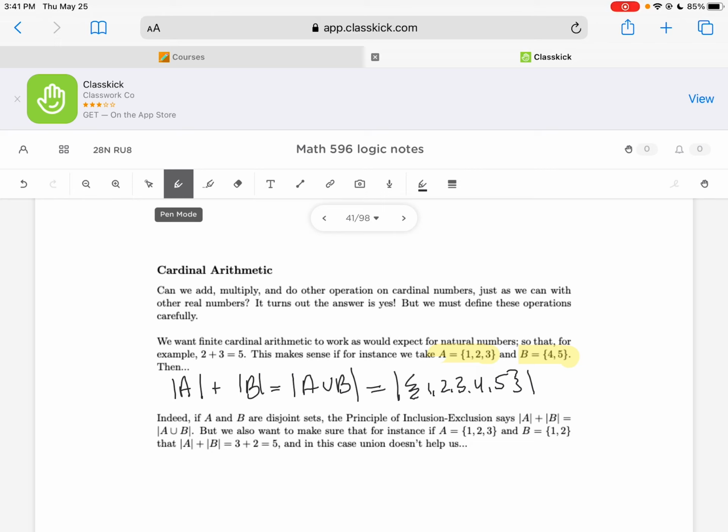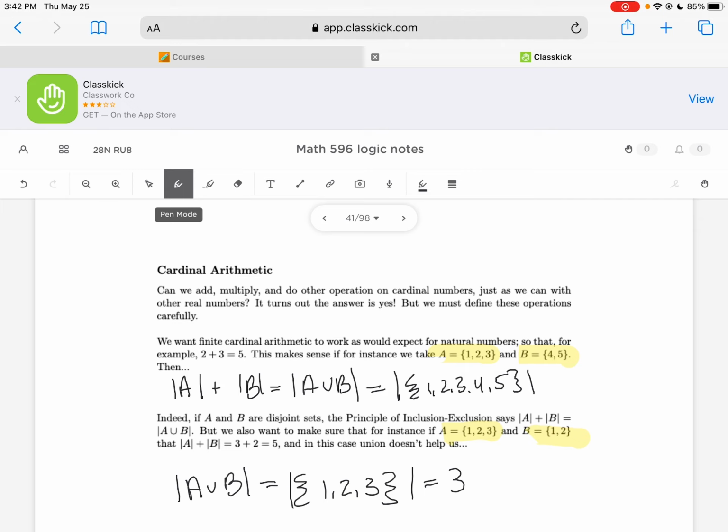So for instance, if A is equal to the set containing 1, 2, and 3, and B is equal to the set containing 1 and 2, then again, we still want to make sure the cardinality of A plus the cardinality of B is equal to 3 plus 2, or 5. But taking the union doesn't really help here, because in A union B we're not getting any new elements. We're just getting 1, 2, and 3 back again, right? We don't want to count 1 and 2 again as extra copies. And so the cardinality of that union is just equal to 3 in this case.